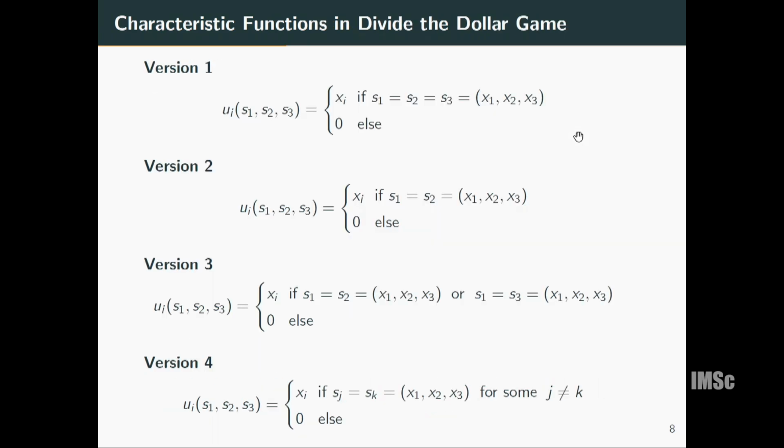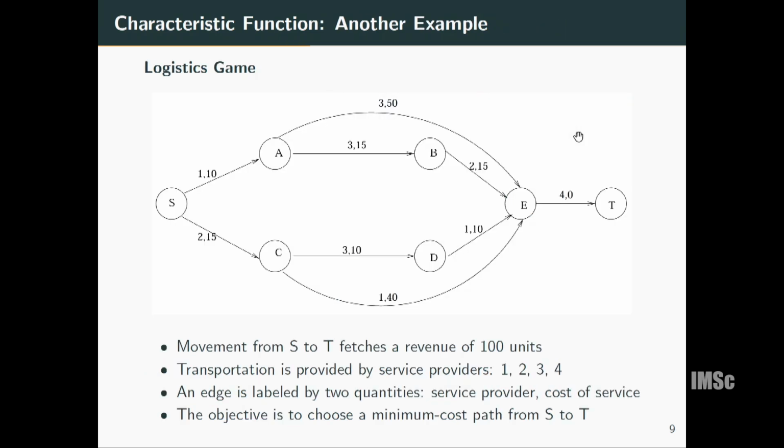Now, you may ask, it is a valid question, although you haven't asked so far: it seems to be a hypothetical example, dividing money like this. But it also happens, for example, in a logistics game. People do have more bargaining power based on where they are situated and their characteristics. Consider a logistics game where the idea is simple: you want to move something from S to T. If you successfully move something from S to T, it fetches a revenue of 100 units.